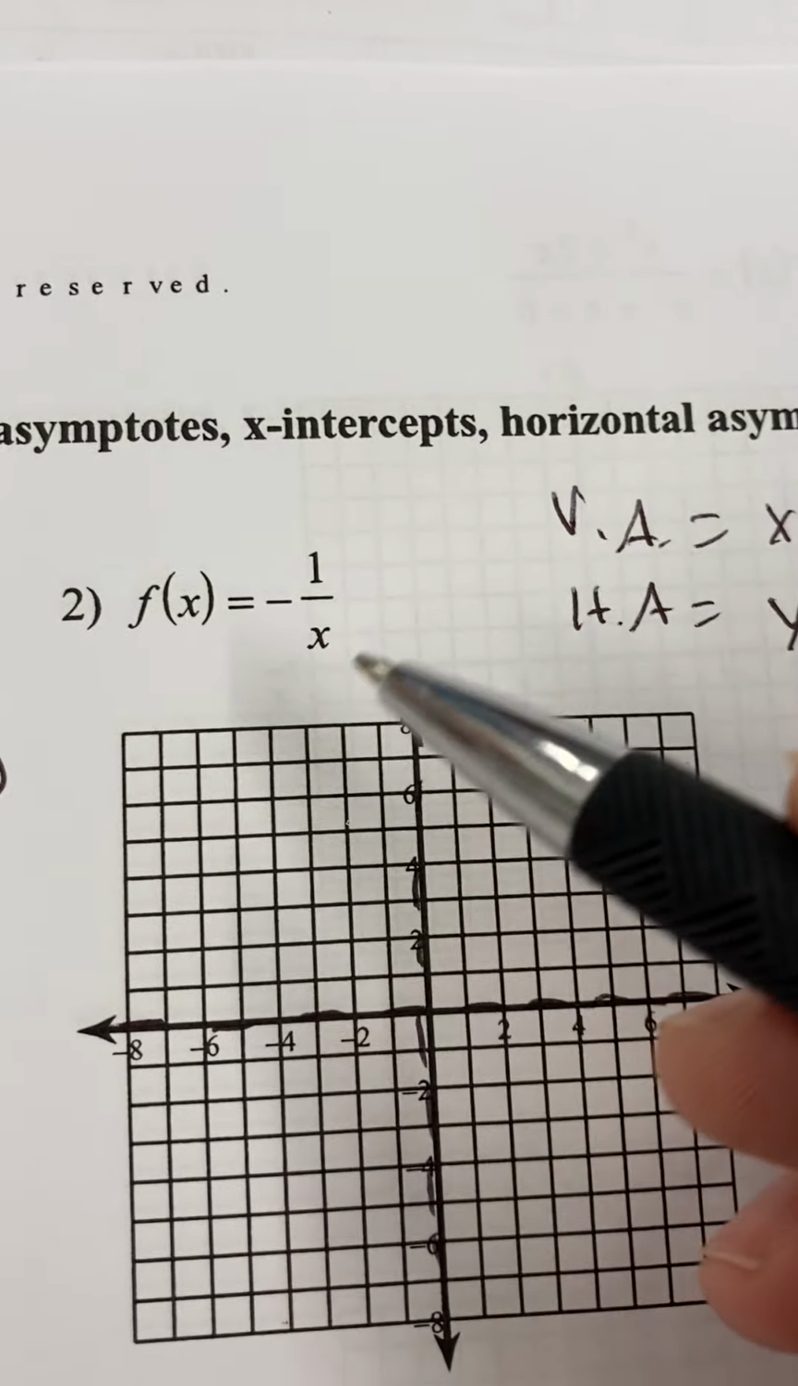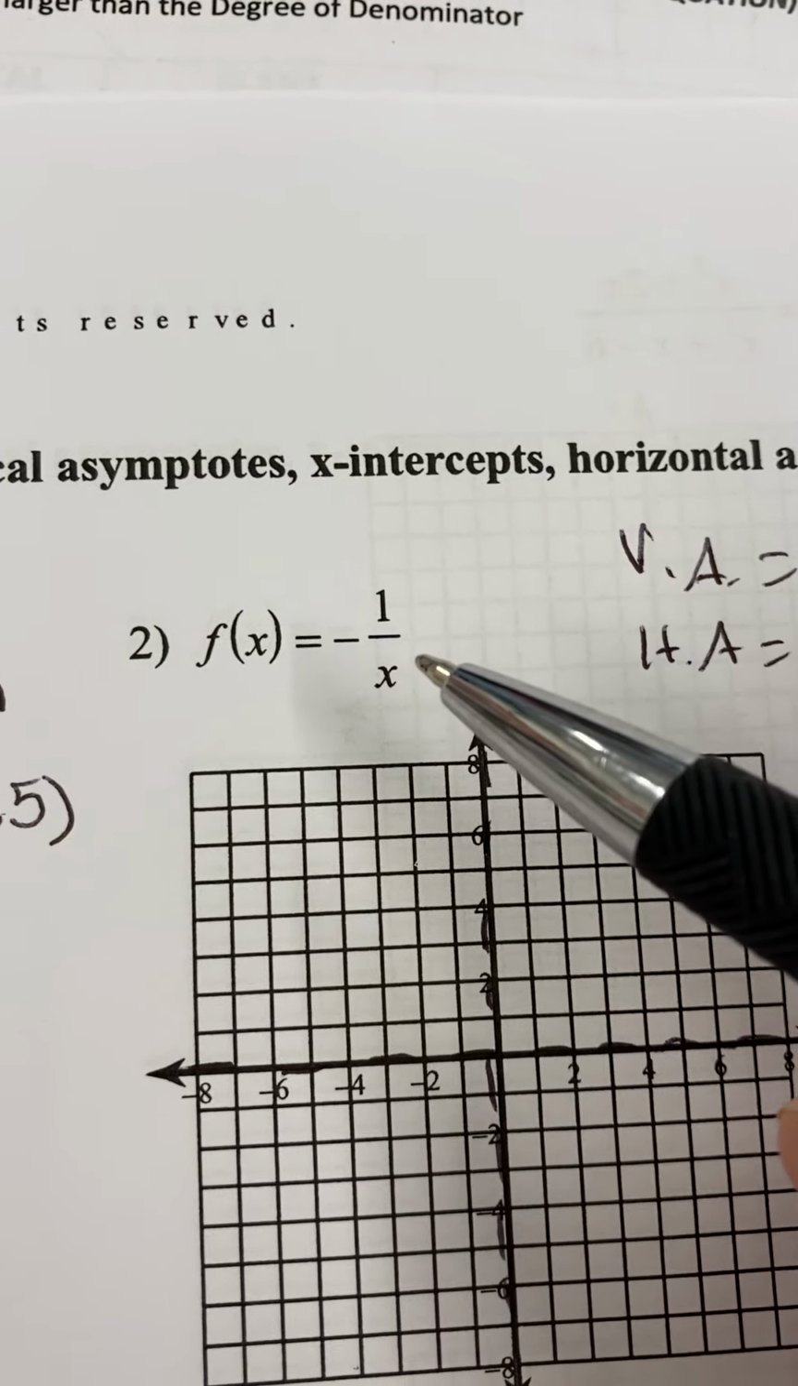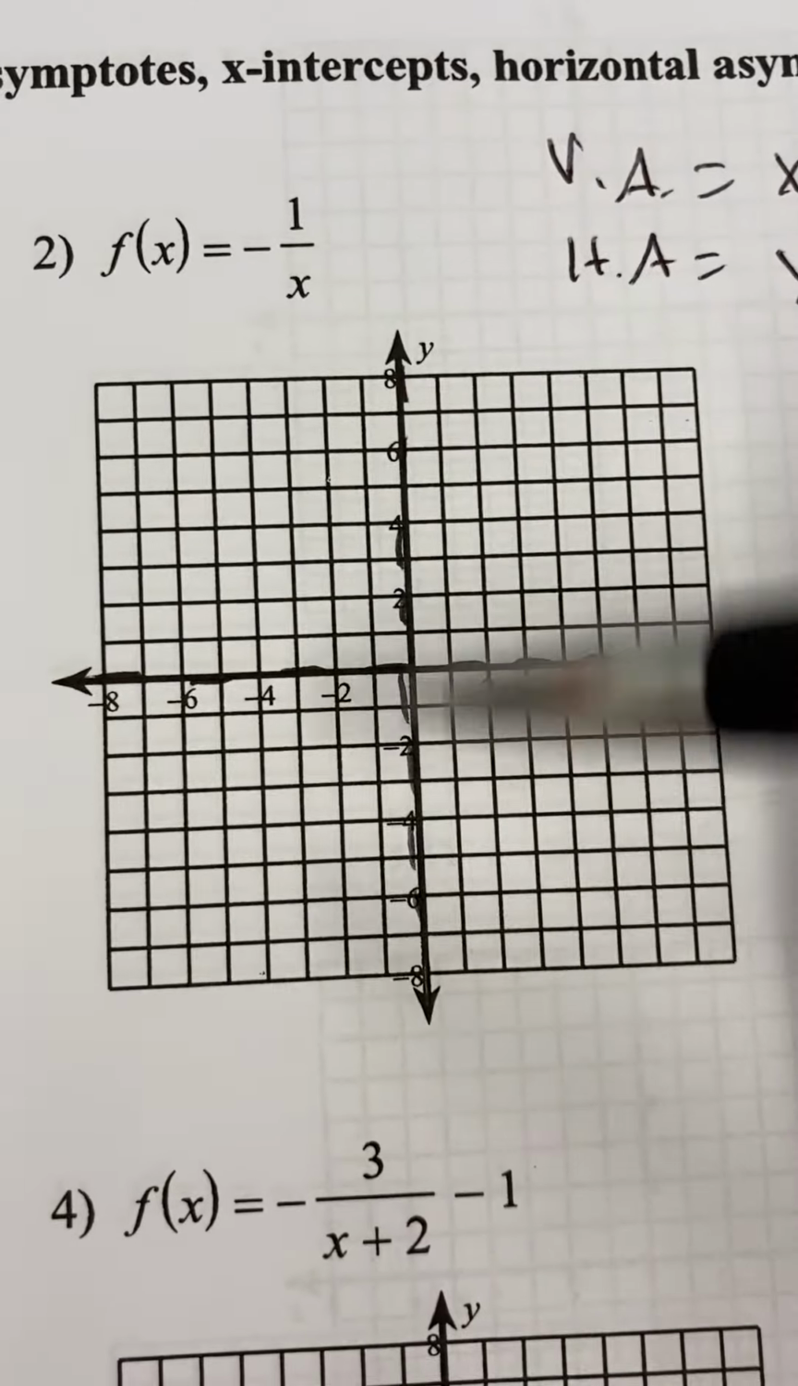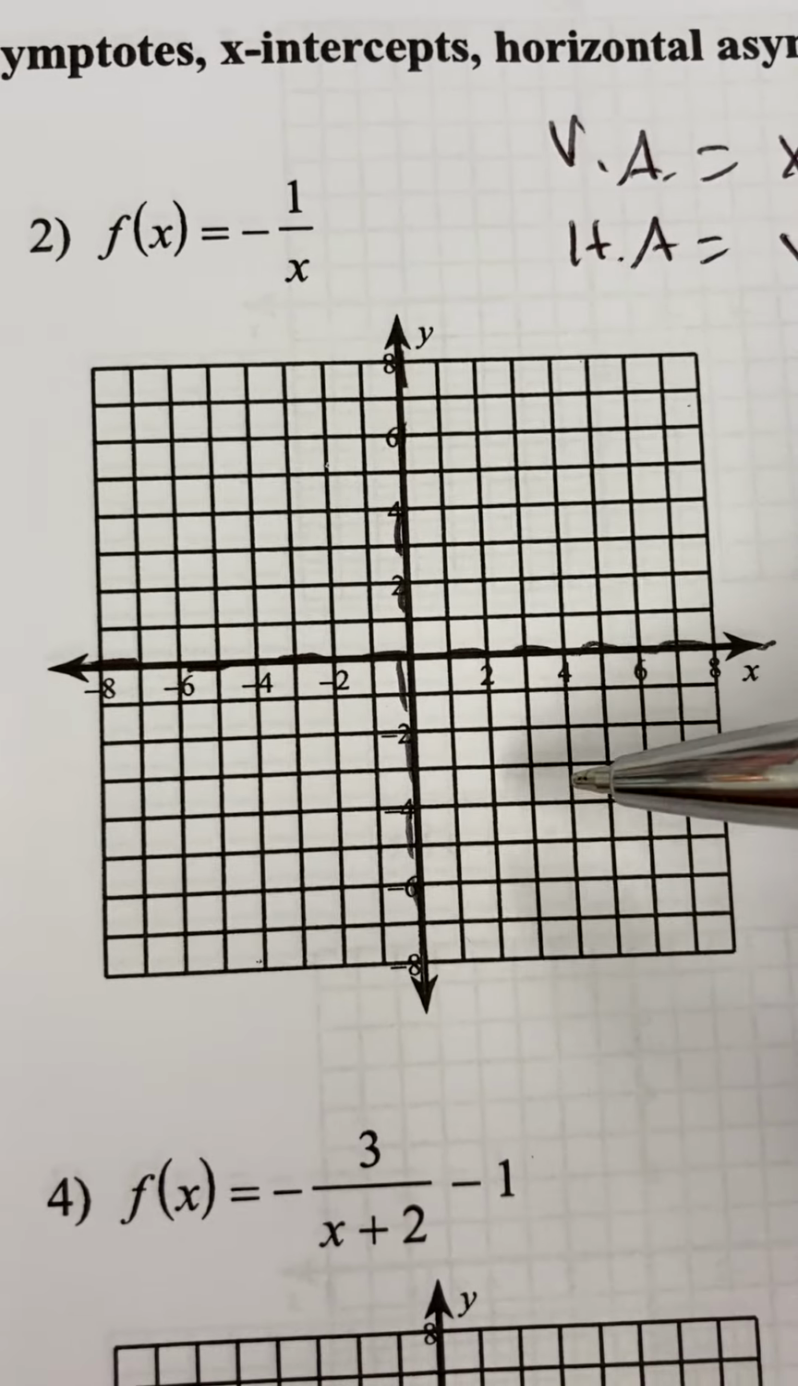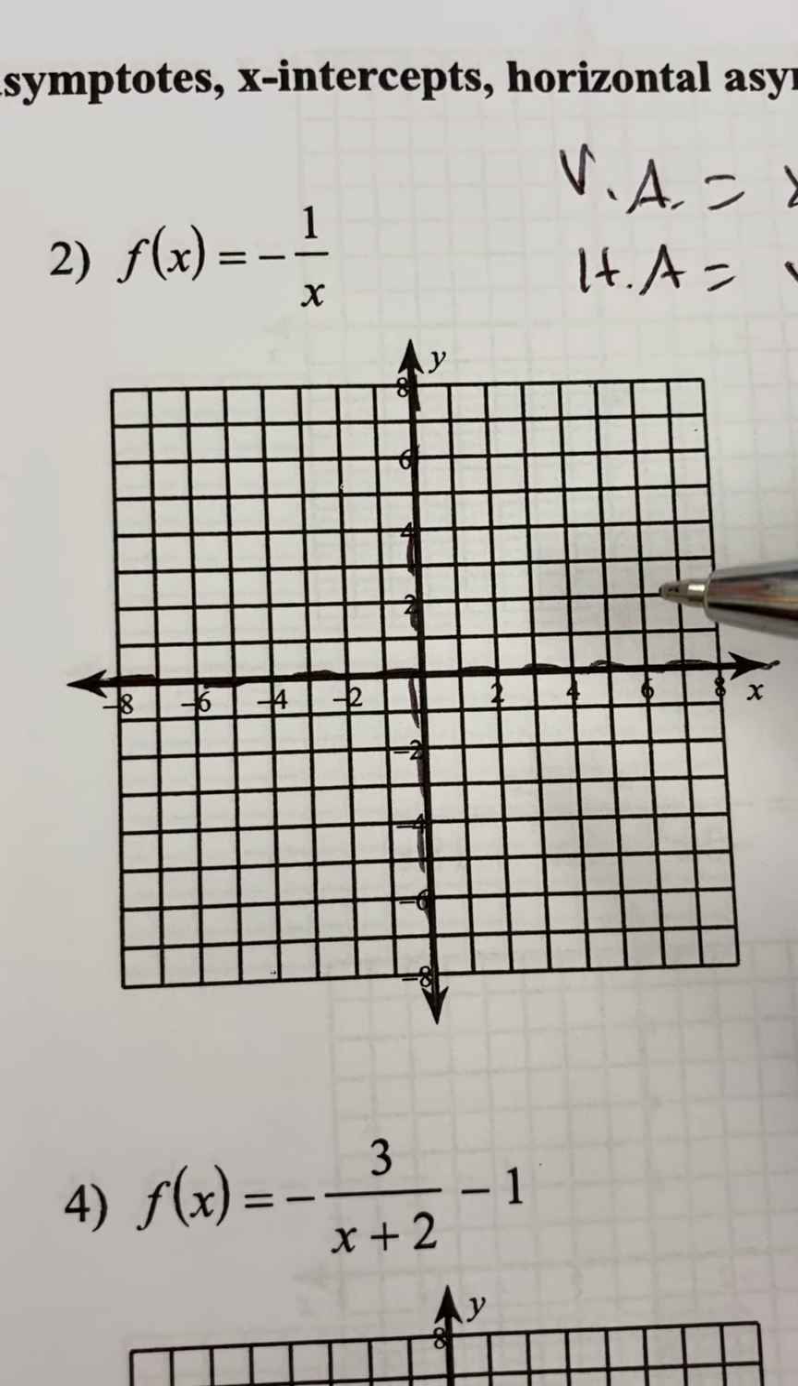There are no holes on here. There's not going to be an x or a y intercept because I can't cross over these axes, so there's no x or y intercept.